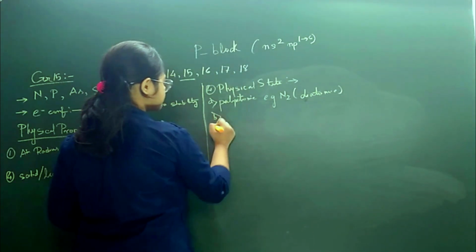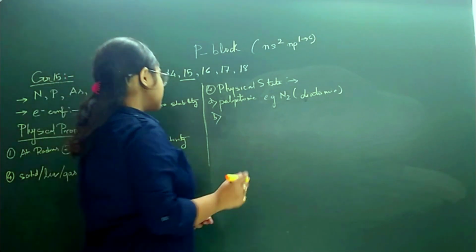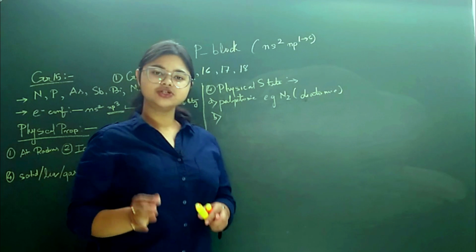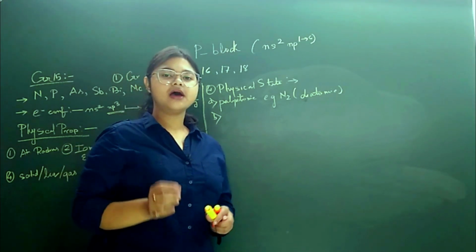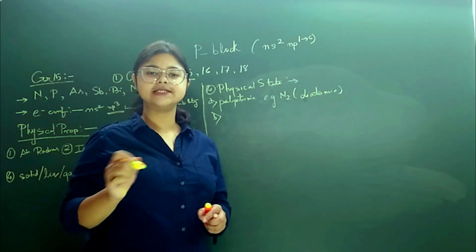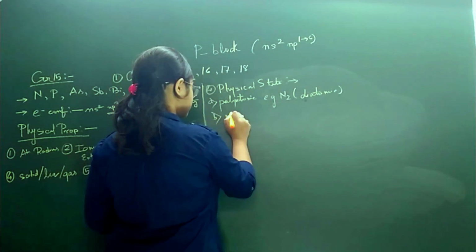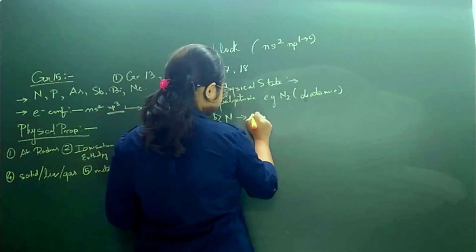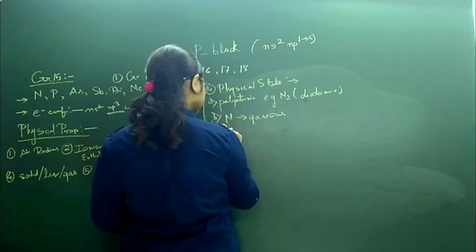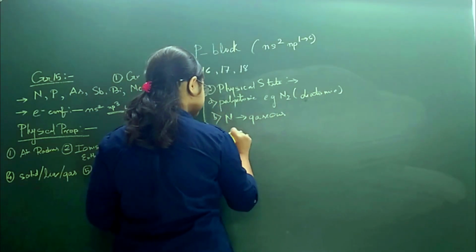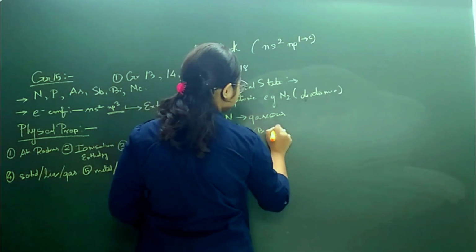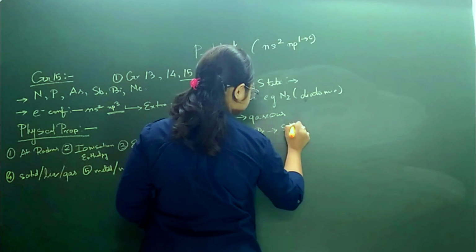Next point, they have solid or liquid state. Basically nitrogen is a diatomic gas, so it is in the gaseous state, and the others like phosphorus, arsenic, antimony and bismuth exist in the solid state.